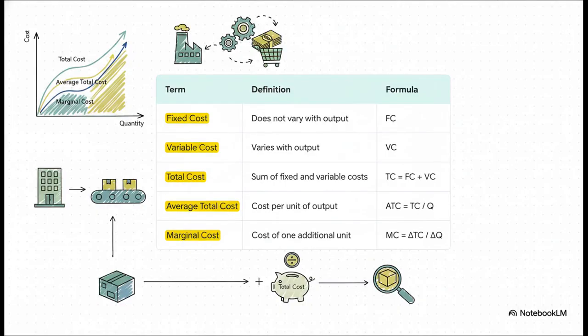So let's just do a quick recap of our key terms. You have your fixed costs and your variable costs. Add them together, you get total cost. Divide total cost by quantity, you get your average total cost, or the cost per unit. And the most important one for making decisions, marginal cost. Remember that formula? It's the change in total costs divided by the change in quantity. That's the one that tells you whether to do one more.